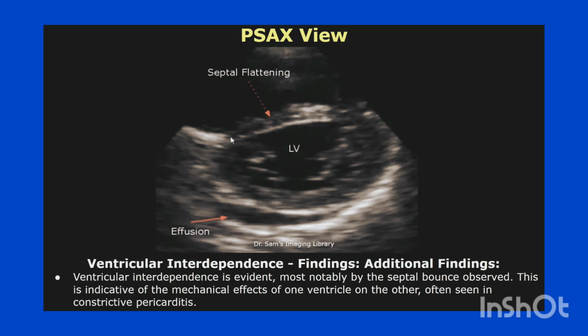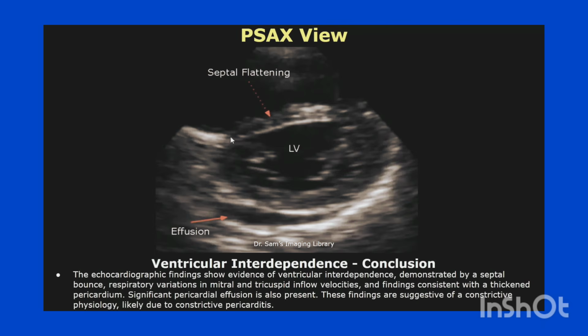These are additional findings. Ventricular interdependence is evident, most notably by the septal bounce observed. This is indicative of mechanical effects of one ventricle on the other, often seen in constrictive pericarditis.